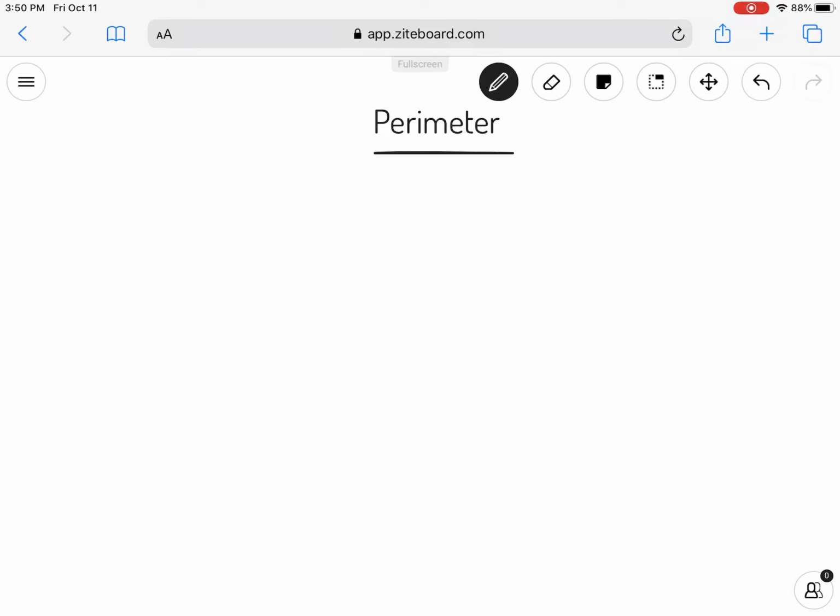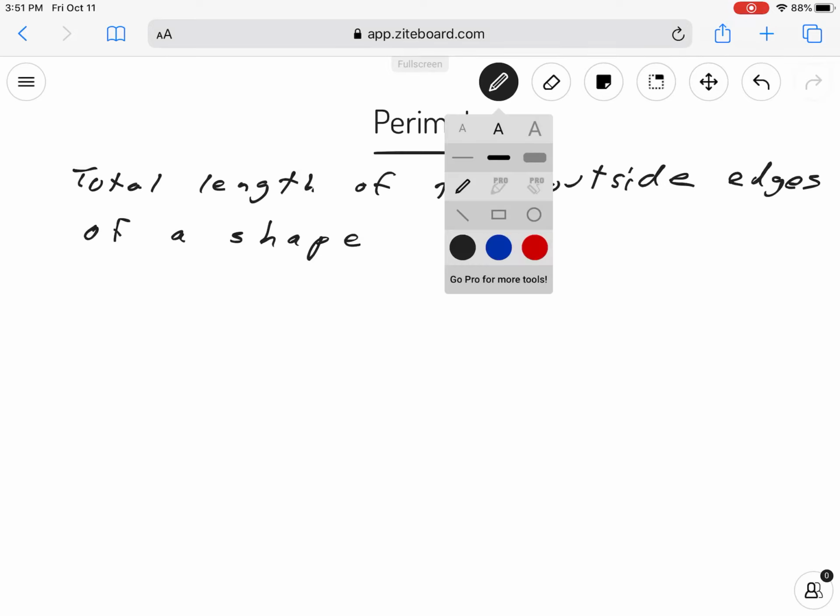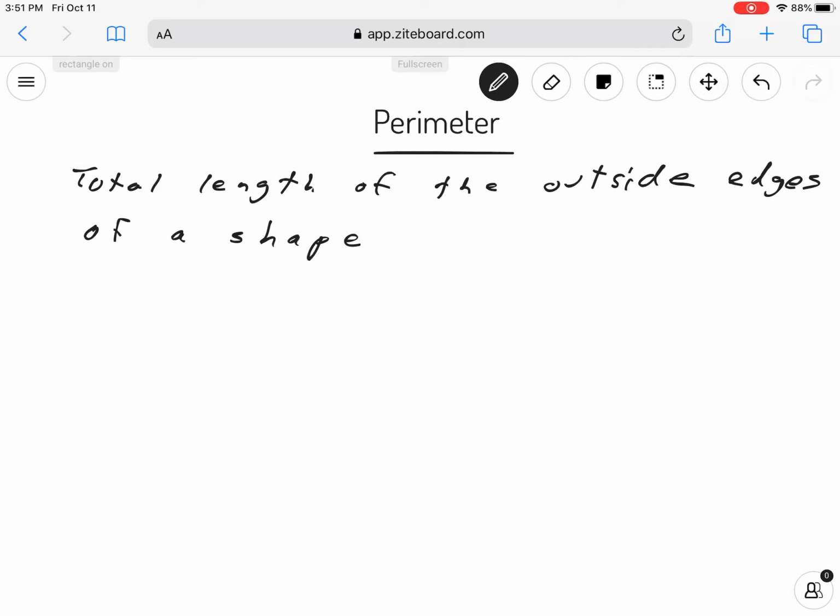Okay, for this video, we're going to switch gears and talk about perimeter and area, just basically as reminders. Perimeter is just the total length of the outside edges of a shape. It really doesn't matter what the shape is. We're talking about a rectangle, a triangle, a trapezoid. It's all the same. Perimeter is the outside edges.